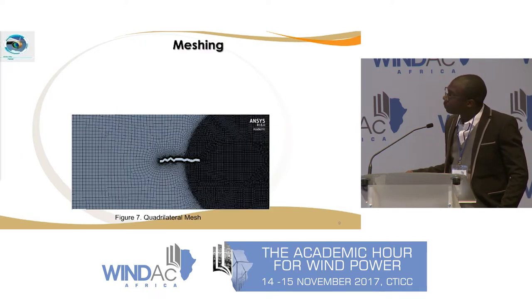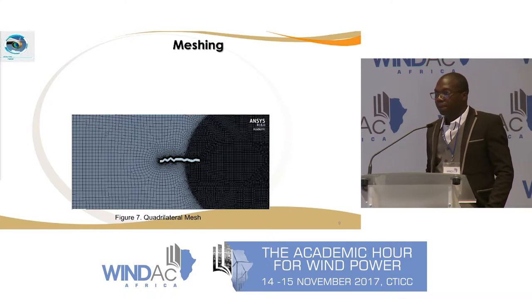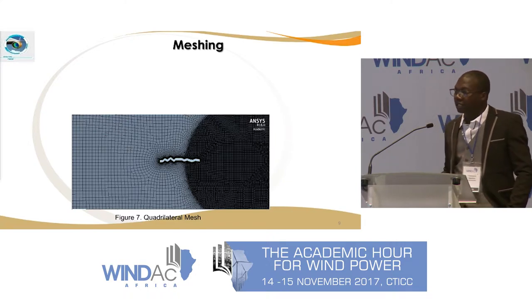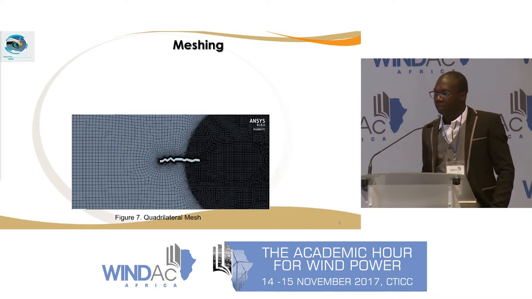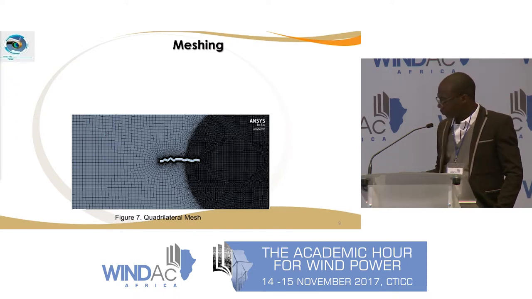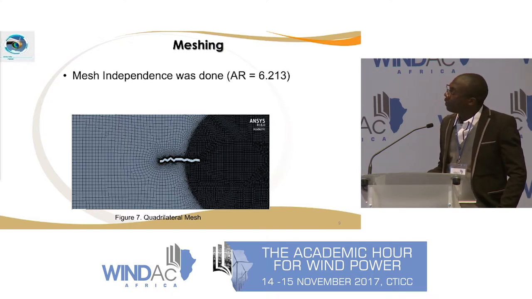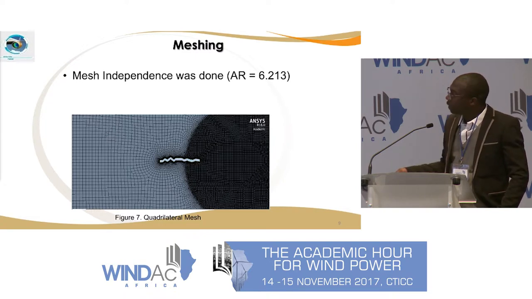The fluid domain was separated from the corrugated airfoil using Boolean operations. Here we can see the meshing that was performed for this type of airfoil. It was quadrilateral, unstructured, with a first inflation layer height of 0.06 millimeter and a growth rate of 1.2.